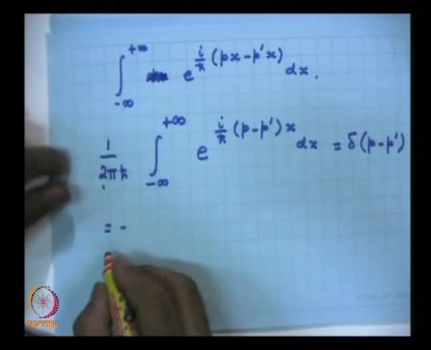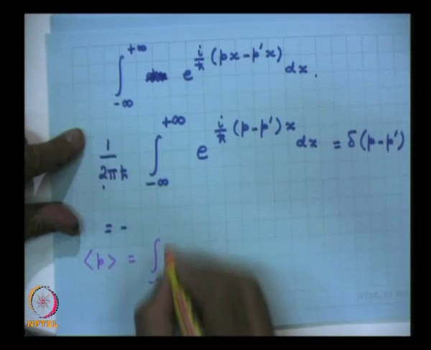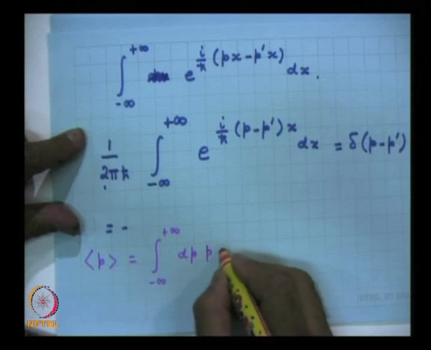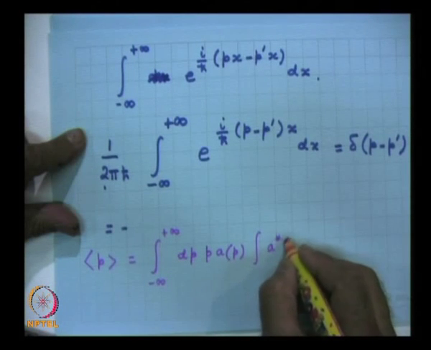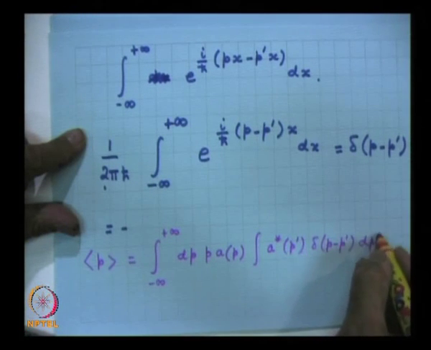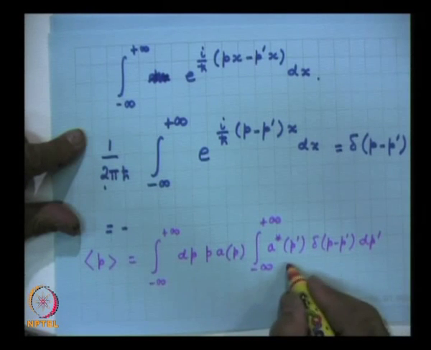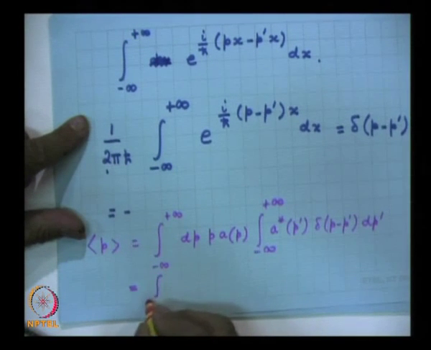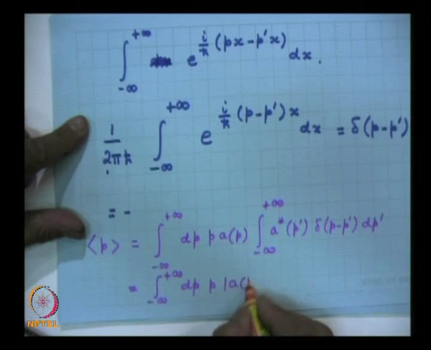So, I will obtain for the expectation value of p this remarkable result: the integral from minus infinity to plus infinity dp, and if I write down p, A star p, A star p prime, then delta of p minus p prime dp prime. So, if I carry out this integration over p prime, then this is just A star p. So, I get this as the integral from minus infinity to plus infinity dp p mod A p square.